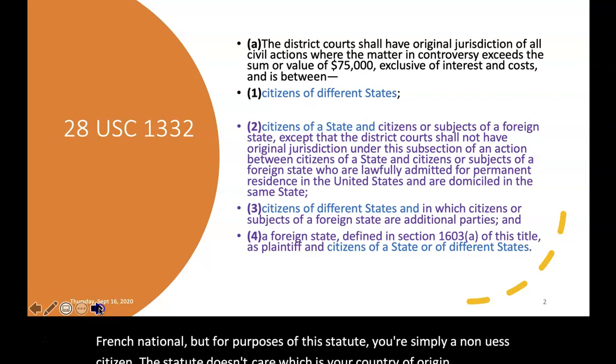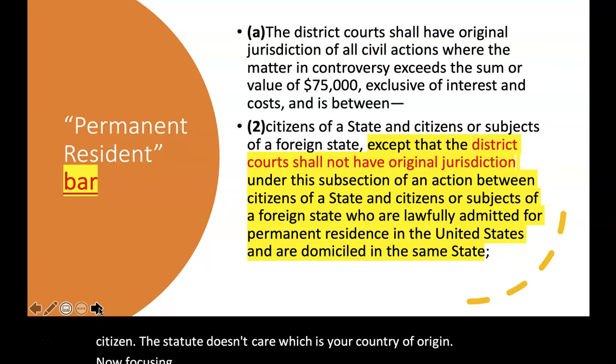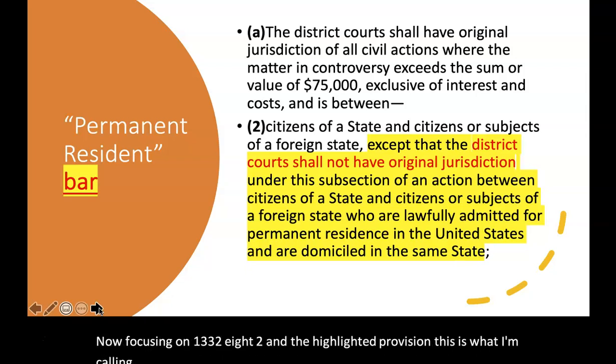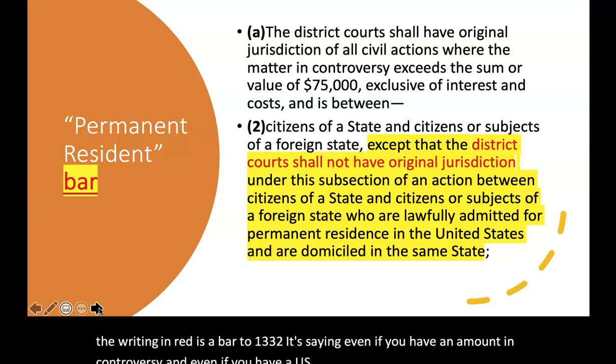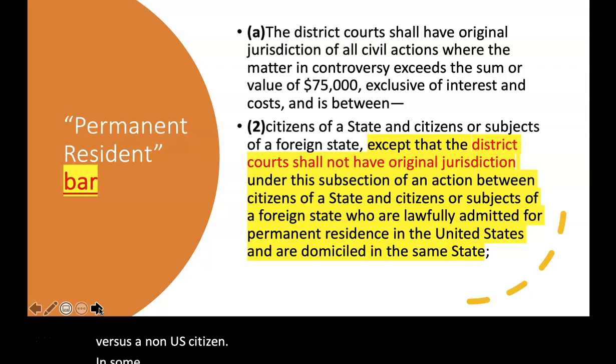Okay, now focusing on 1332(a)(2) and the highlighted provision. This is what I'm calling the permanent resident bar. Why am I calling it a bar? Because the writing in red is a bar to 1332. It's saying even if you have an amount in controversy, and even if you have a U.S. state citizen under 1332 versus a non-U.S. citizen, in some cases there is no 1332 if that highlighted language all exists. So what does that mean?